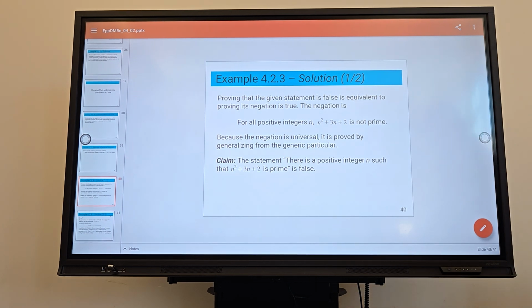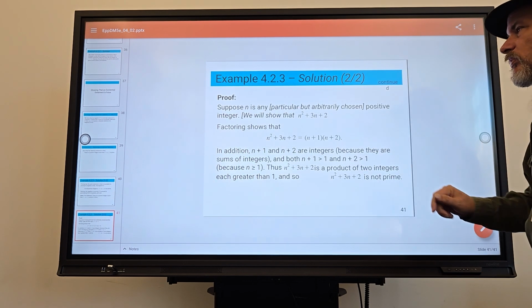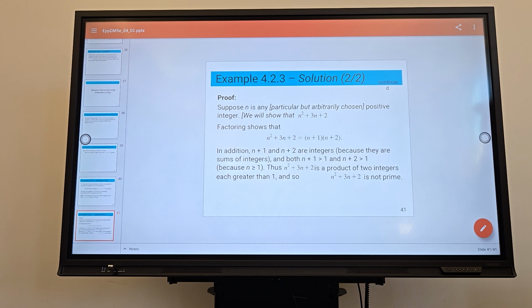So claim that there is a positive integer n such that n squared plus 3n plus 2 is prime. You have to prove that this is false. The proof would be, suppose n is any positive integer. Factoring that shows n squared plus 3n plus 2 equals n plus 2 times quantity n plus 1.